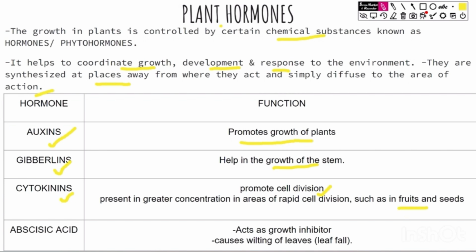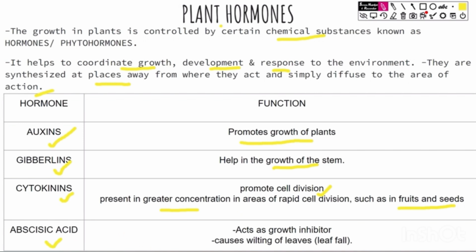So fruits and seeds undergo a lot of cell division, hence they have a large amount of cytokinins present in them, because the cytokinins are promoting cell division, hence they are present in greater concentration in the areas of rapid cell division like the fruits and seeds which we have.